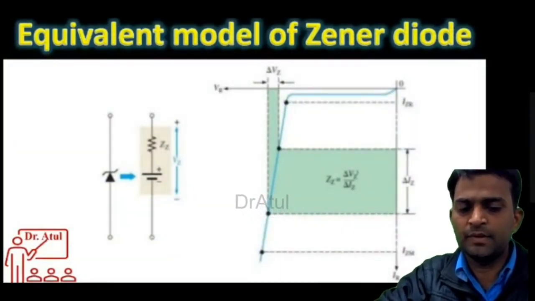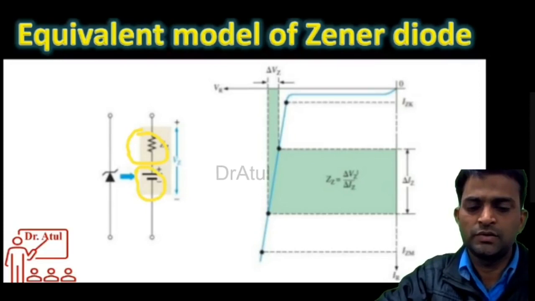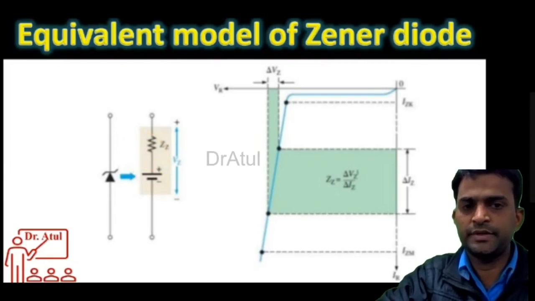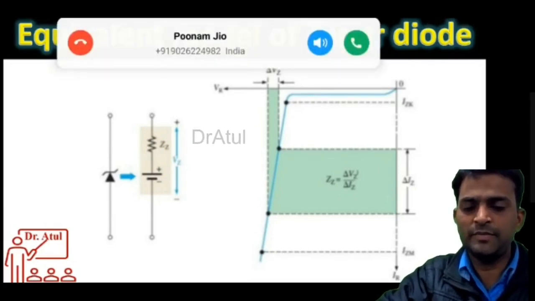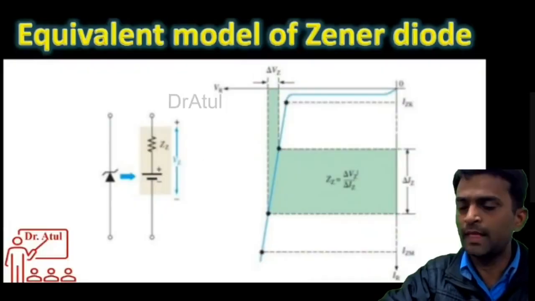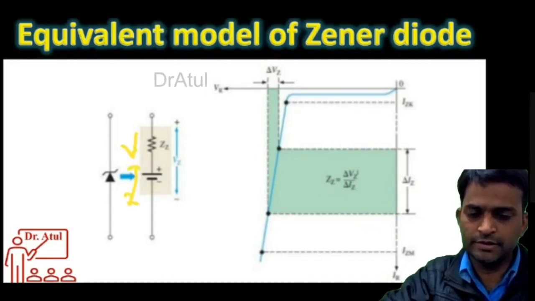This is the equivalent model of the Zener diode. In the equivalent model of the Zener diode, you can see that there is a resistor and then there is a voltage. So this combination of resistor and power supply is the representation of a normal diode. Similar to a normal diode, here is one resistance and one current, one Zener voltage. But another thing is that there is Zener resistance. So the Zener resistance is represented by this, and this is the Zener voltage.